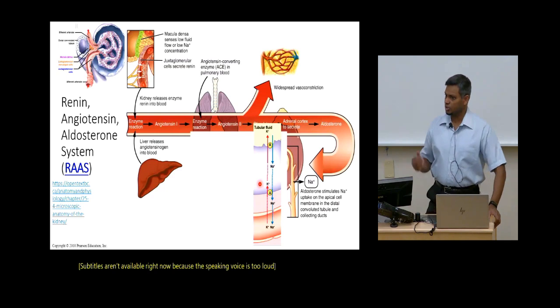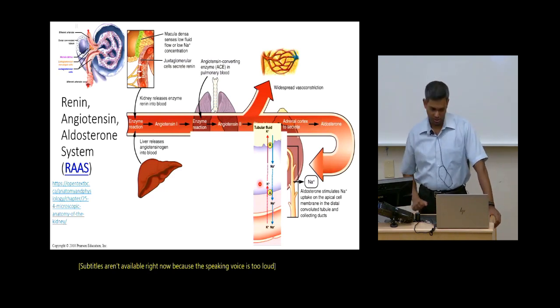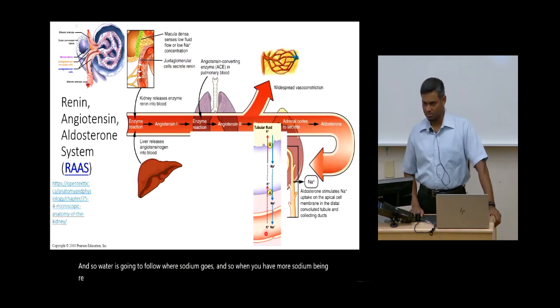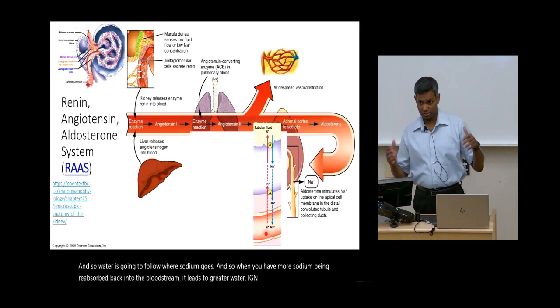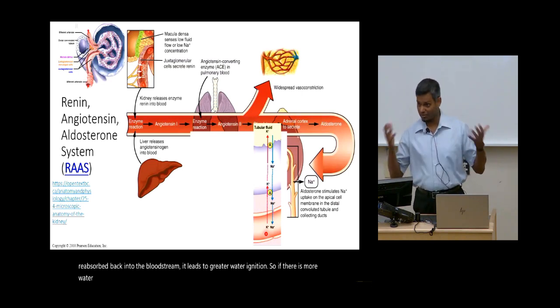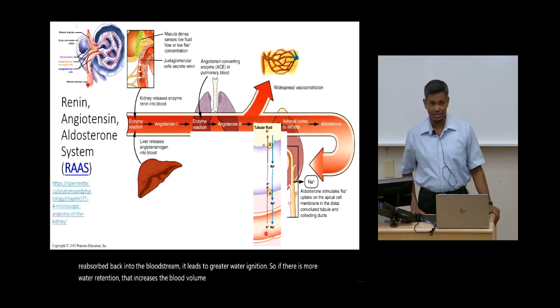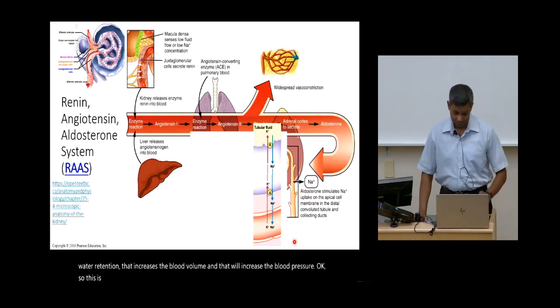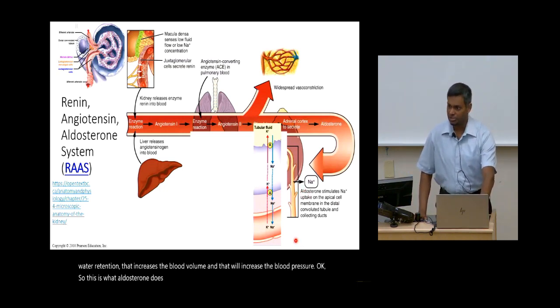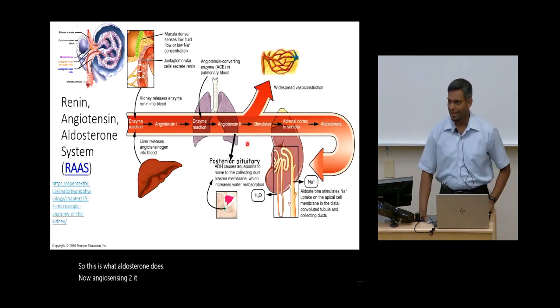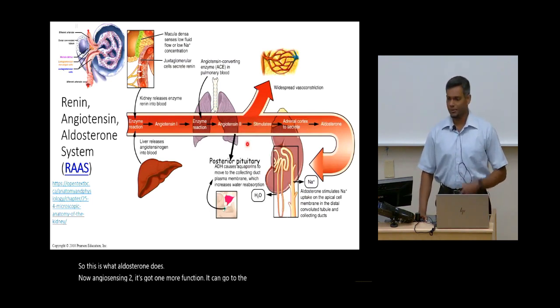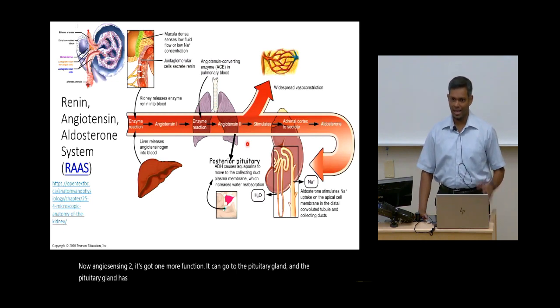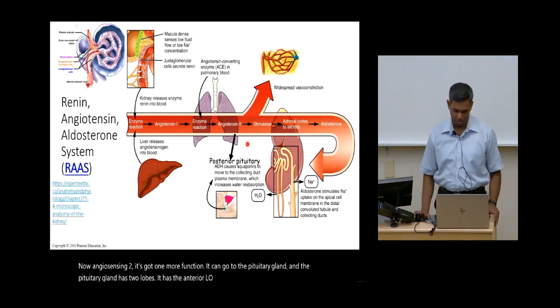And so water is going to follow where sodium goes, and so when you have more sodium being reabsorbed back into the bloodstream, it leads to greater water retention. So if there is more water retention, that increases the blood volume and thereby that will increase the blood pressure. Okay, so this is what aldosterone does. Now angiotensin 2, it's got one more function. It can go to the pituitary gland, and the pituitary gland has two lobes. It has the anterior lobe and the posterior lobe.